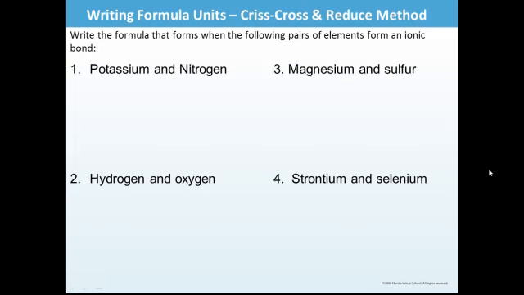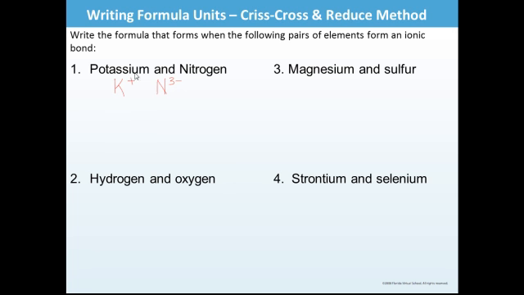I'm going to teach you a quicker way to write the formulas. We must understand where the subscripts come from. And once you do, you can employ this new method and you're going to knock these problems out really quickly. It's called the crisscross and reduce. Potassium and nitrogen. Potassium is K and it has a plus charge. Nitrogen has a 3- charge.